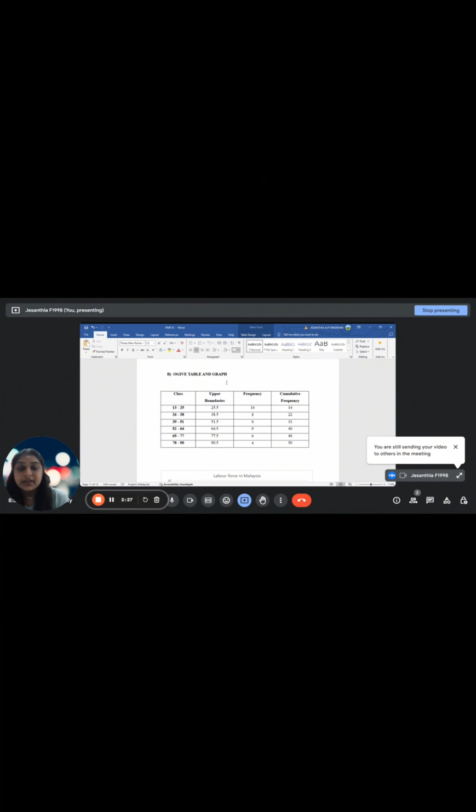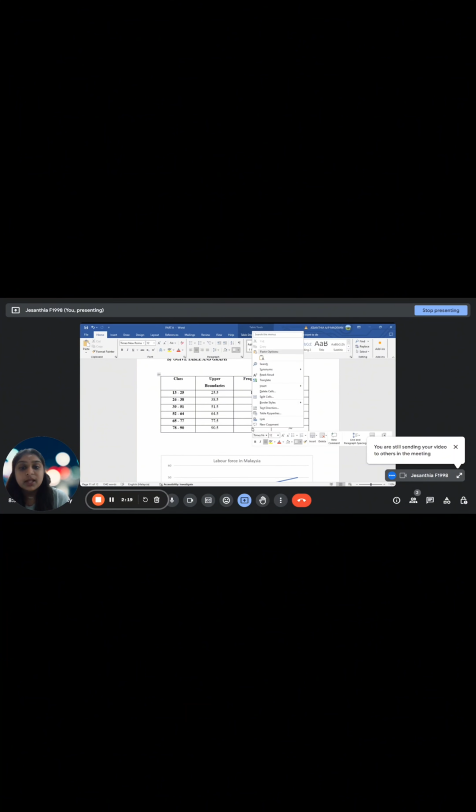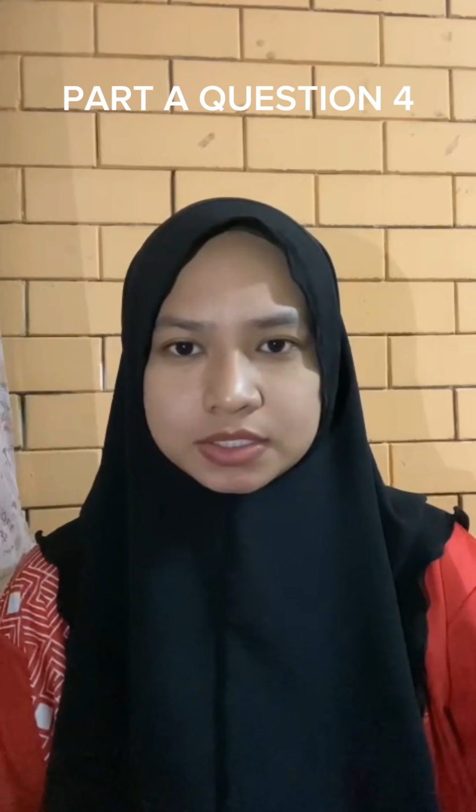For the ogive, we must have the upper boundaries and cumulative frequency for the ogive graph. So the upper boundaries will be x, the cumulative frequency will be y. This is the outcome.